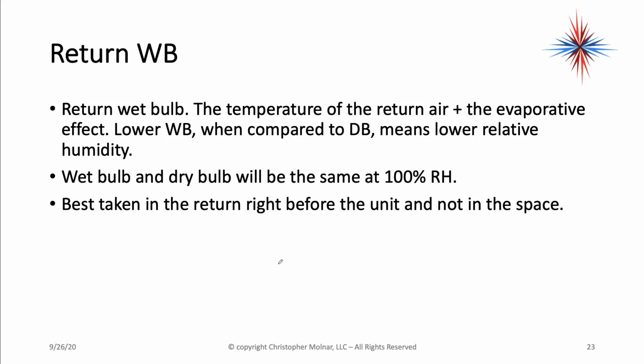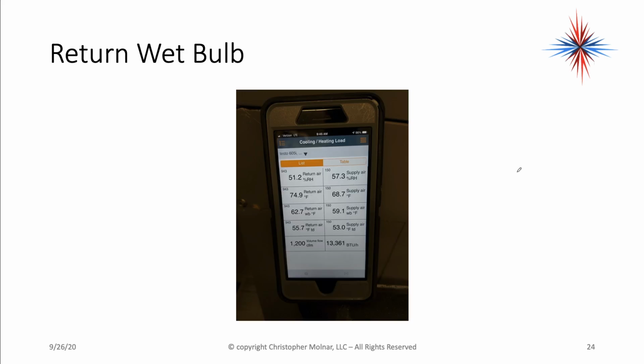Return wet bulb is the temperature of the return air plus the evaporative effect. It's going to be a lower wet bulb temperature when compared to dry bulb, which means low relative humidity. If the wet and dry bulbs are the same, it's going to be 100% relative humidity, which means it's going to be basically raining in the space. It's best taken in the return, right before the unit with the fan running, not in the space.